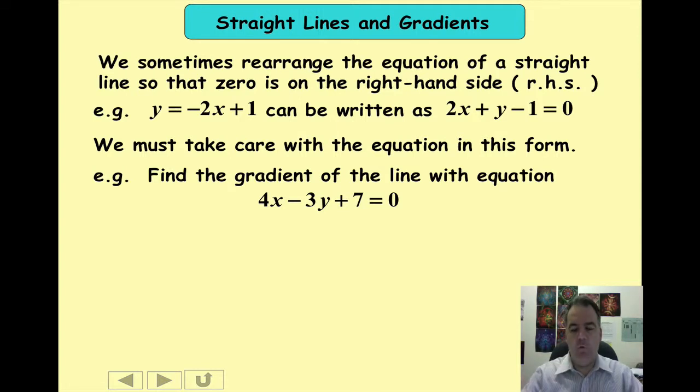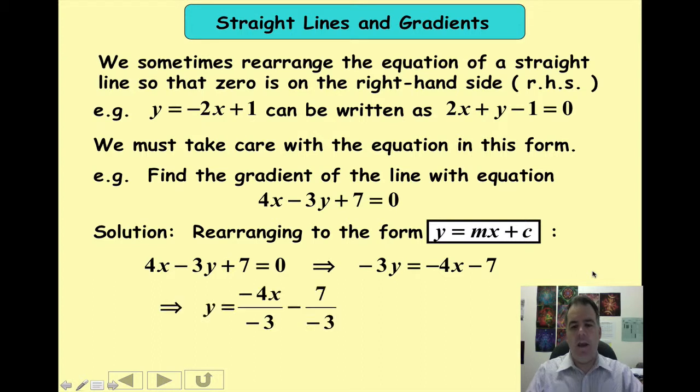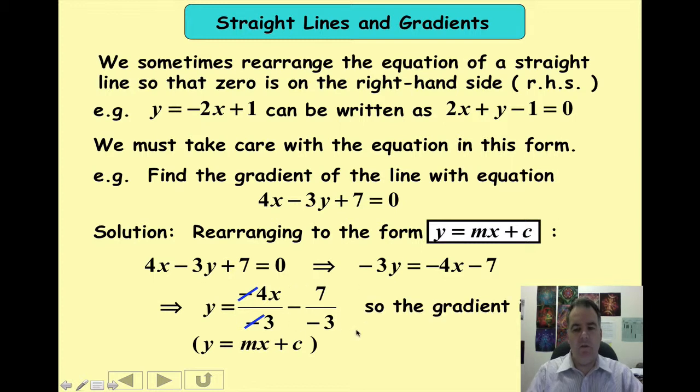So let's look at this example here. This is a standard form of a line, and we might want to rearrange it so that we get the gradient. So if we rearrange it, leave the 3y on the left, subtract 4x from both sides and subtract 7 from both sides, gives us this step here, and then divide everything by -3, gives us this. If we cancel those negatives, I can see clearly the number in front of the x now is 4 over 3. So that's the gradient, 4 over 3, and the y-intercept would be 7 over 3.